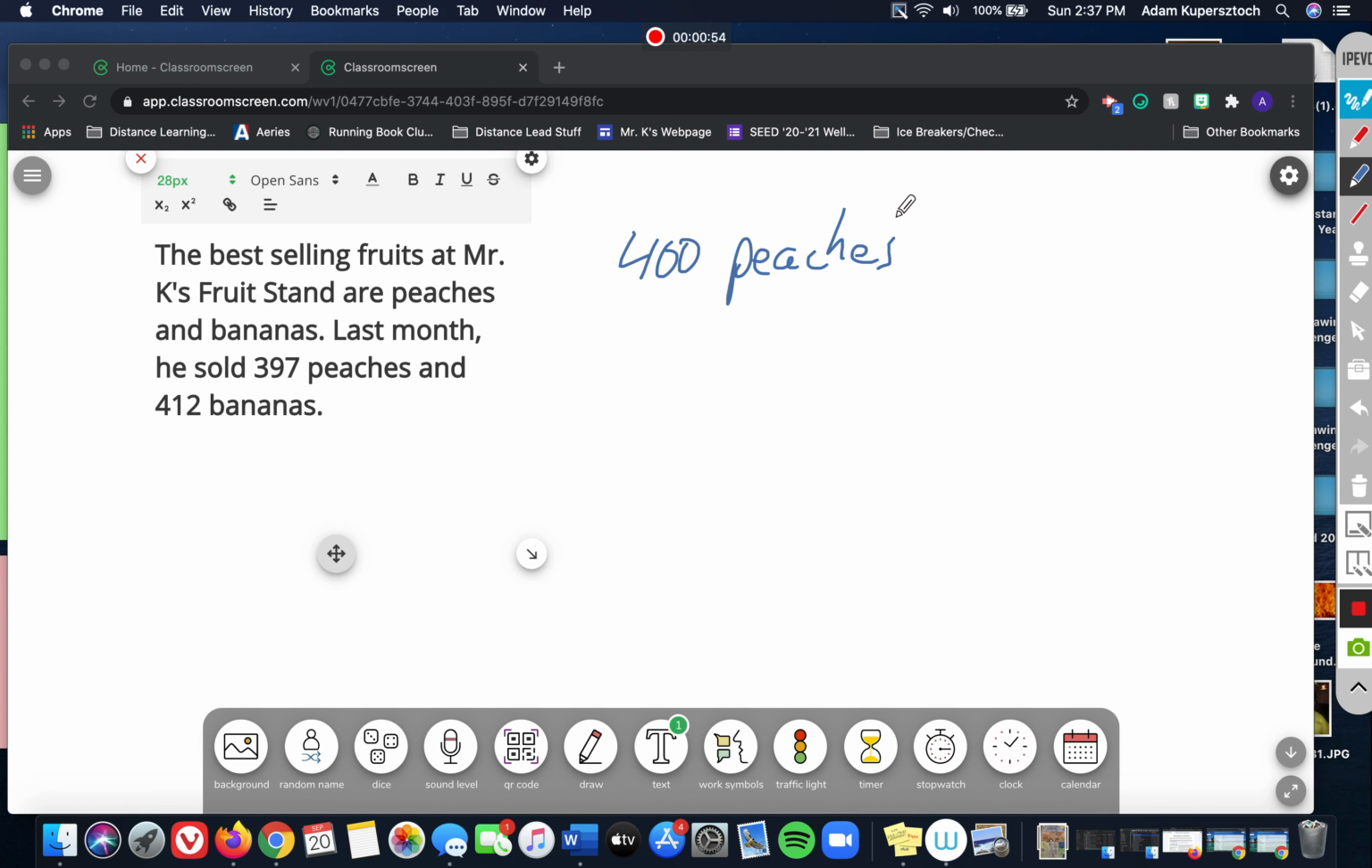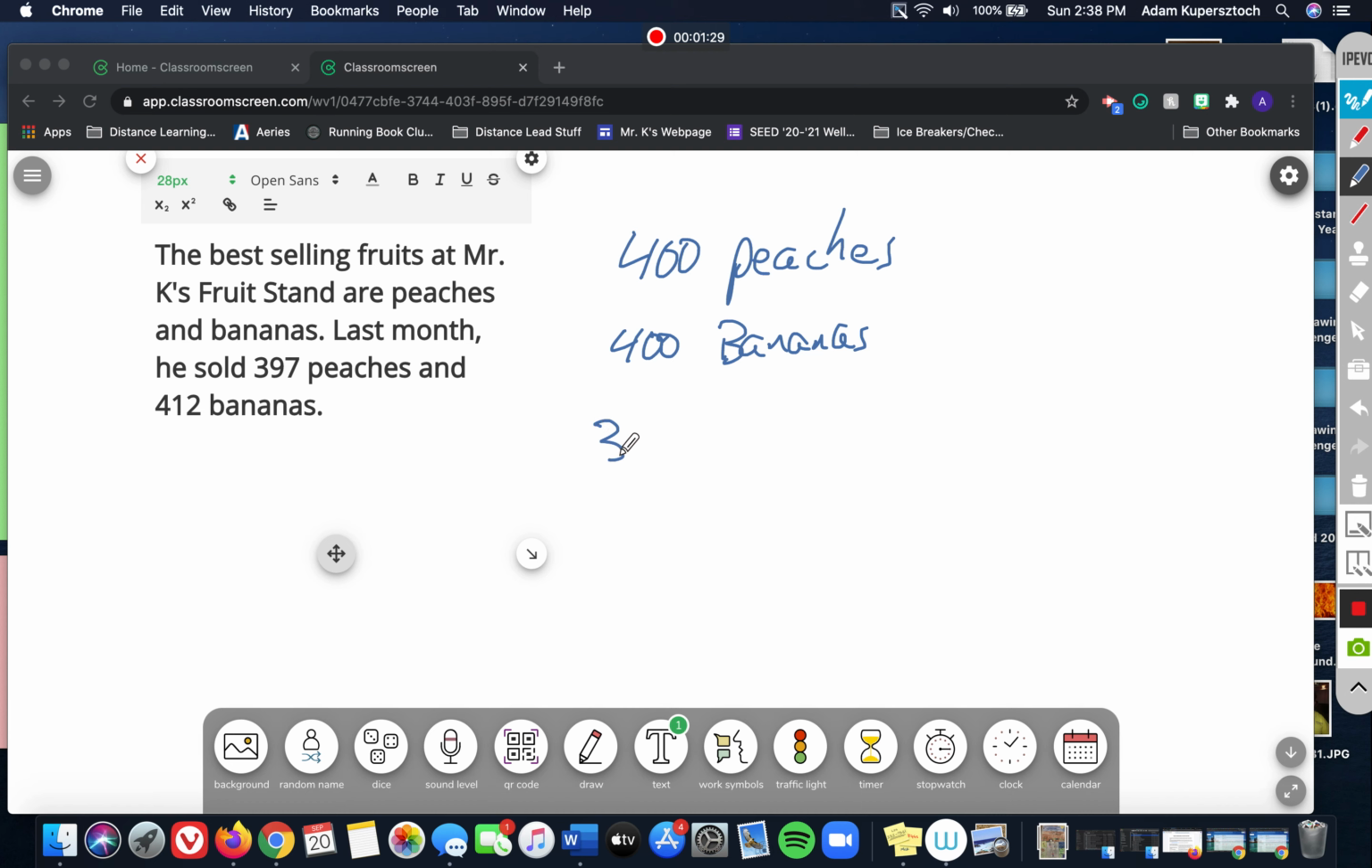About how many bananas did I sell? I sold exactly 412 bananas, but that's about 400 bananas, right? So if somebody asks me about how much fruit did Mr. K sell last month, I sold about 800 pieces of fruit, about 400 peaches and about 400 bananas. If somebody asks me exactly how much I sold, then I have to do the math, right?